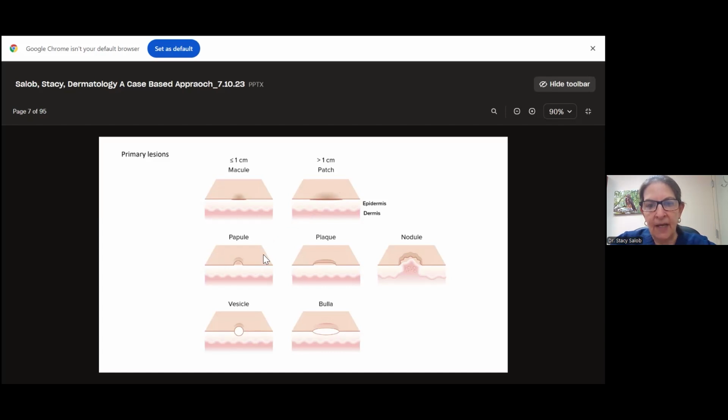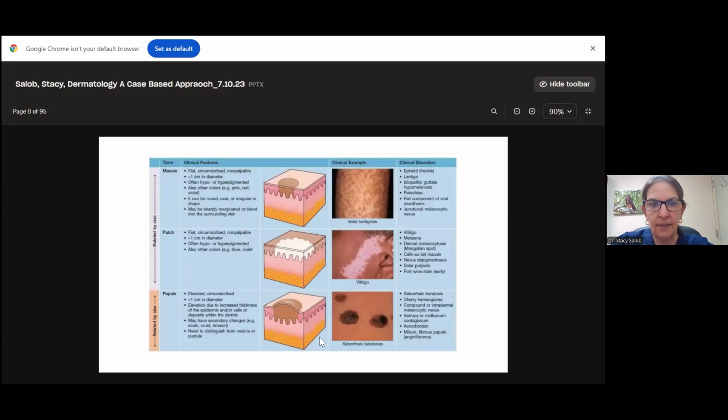If something is elevated and it's small, we call it a papule. If it's a little bit larger than a centimeter, we call it a plaque. And if it's a big juicy thing, we call it a nodule, like a big cyst, for example. And then blisters are called vesicles if they're small, and bullae if they're large. So let's look at some examples of this.